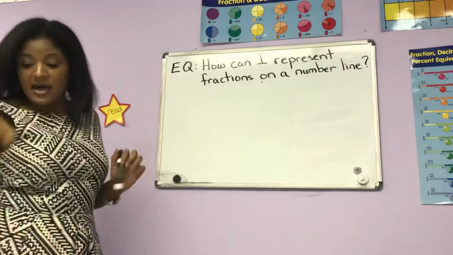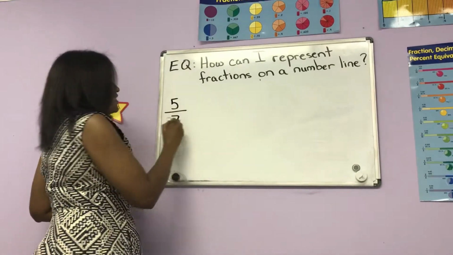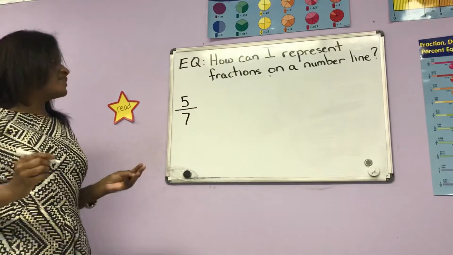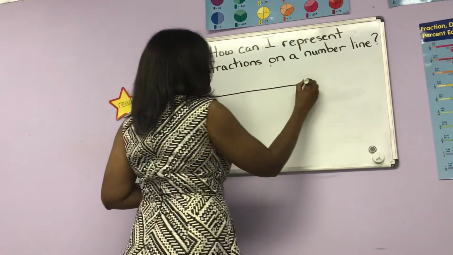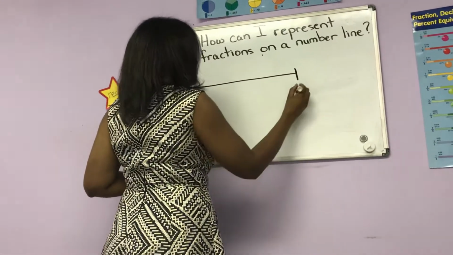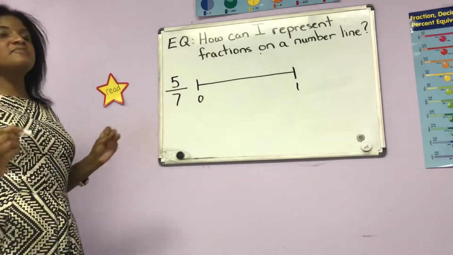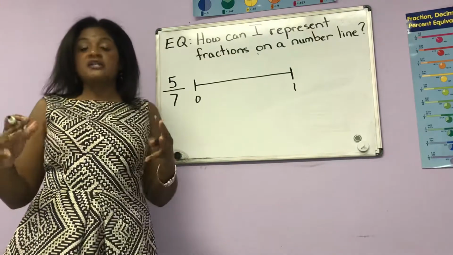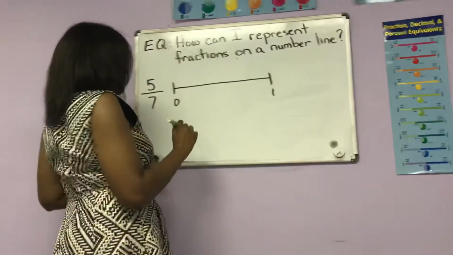All right, you can pause the video once I give you a fraction to try it on your own first. So let's say we have the fraction 5/7. So you can pause and try your own number line and then come back and see if you have something like I have. All right, so 7 is my denominator. It tells me how many parts I have. And it's not the easiest thing to draw, so bear with me here.